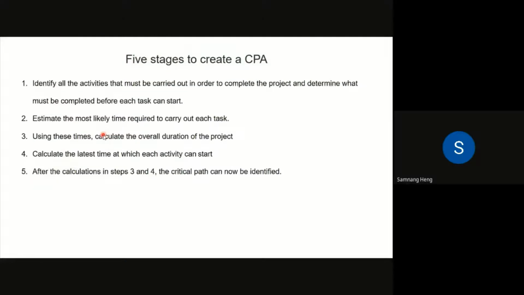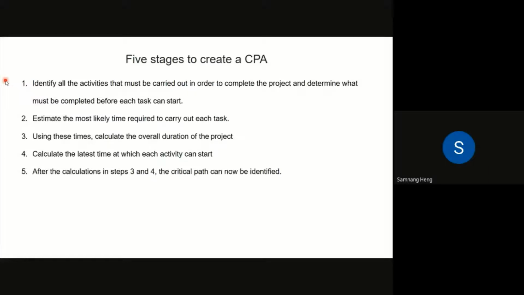Okay, next slide. There are 5 stages to create a CPA. Who wants to read number 1? I need a volunteer. Number 1, please. Identify all the activities that must be carried out in order to complete the project and determine what must be completed before each task can start. All right, thank you very much.